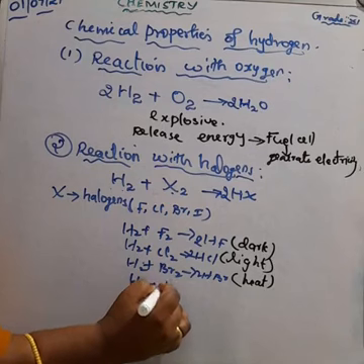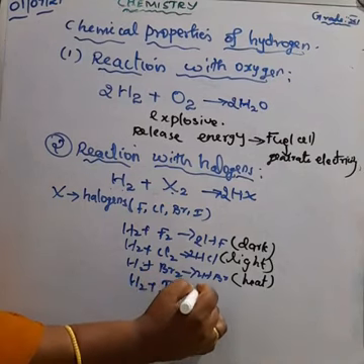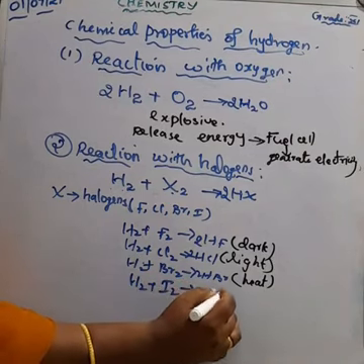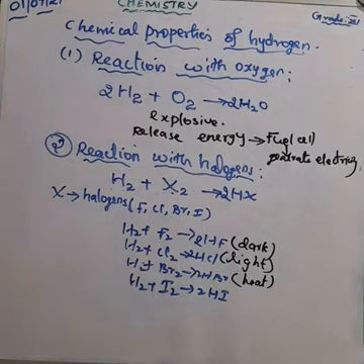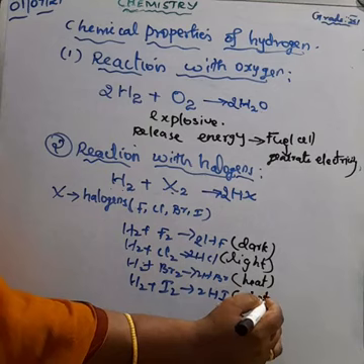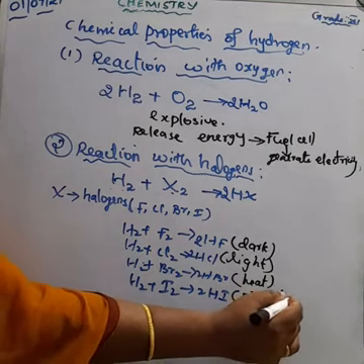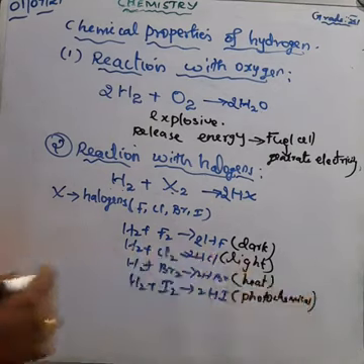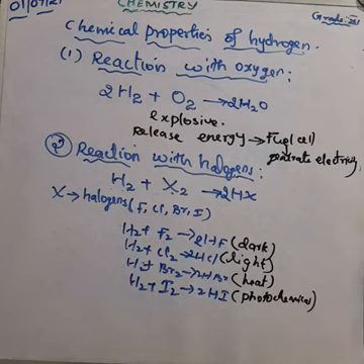What do you mean by photochemical reaction? Photo means light. When we apply light, sunlight, the reaction takes place. Understood? These are the reactions with halogen. So hydrogen reacts with halogen to form the corresponding halides.